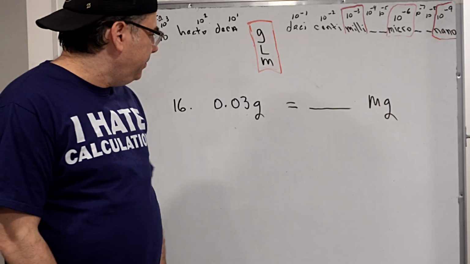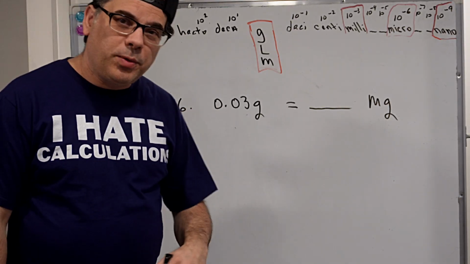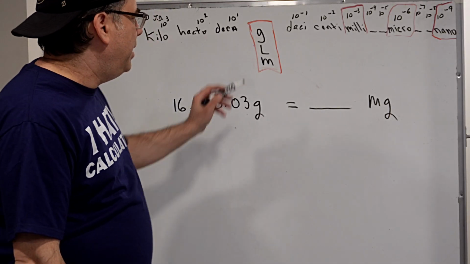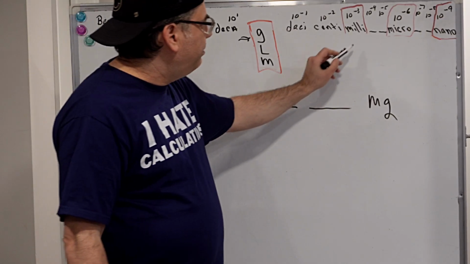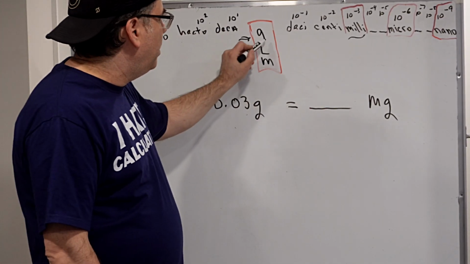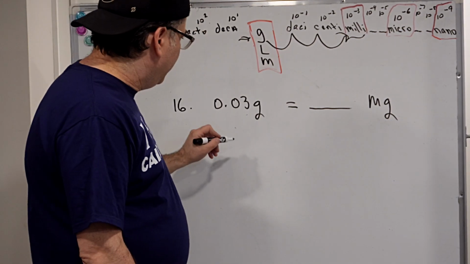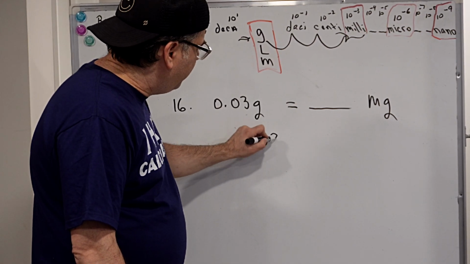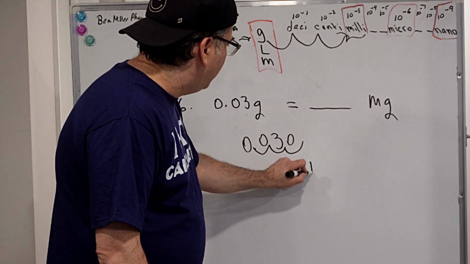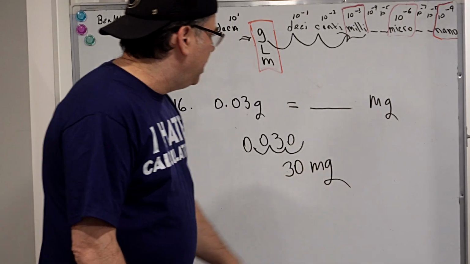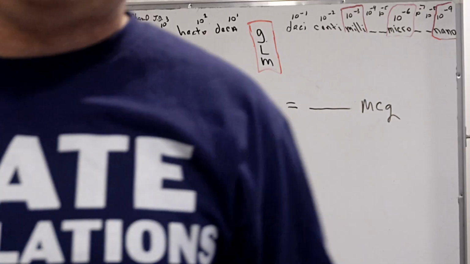All right, question 16. 0.03 grams is how many milligrams? Again, where are we starting? Gram. Gram is the base unit, and we're going to milligram, right here, 10 to the negative 3. So we go 1, 2, 3. Move that decimal point 3 to the right. So we have 0.03, 1, 2, 3. We have 30 milligrams. 0.03 grams is 30 milligrams.